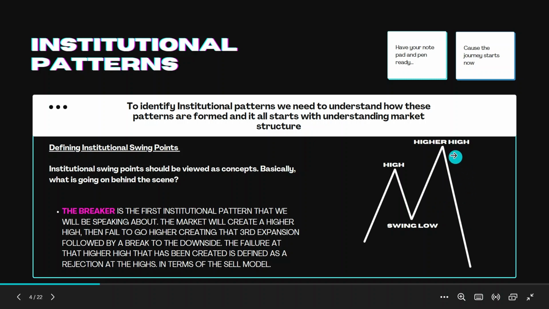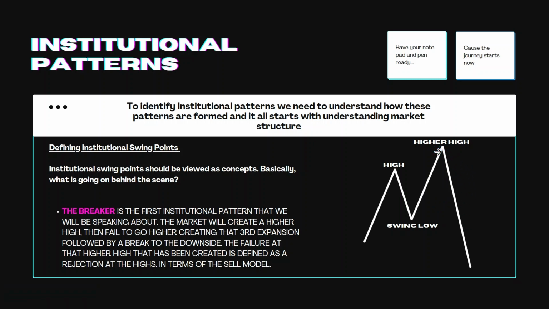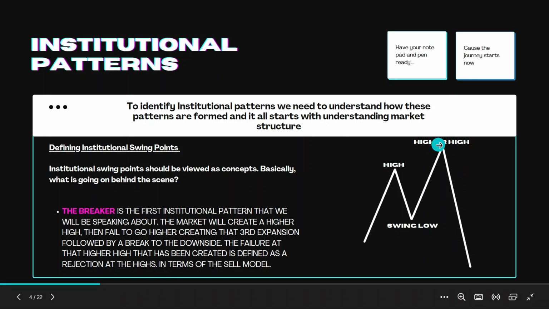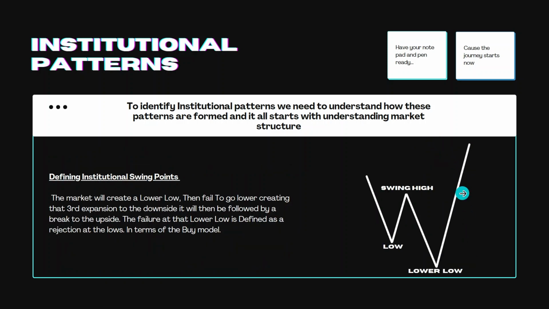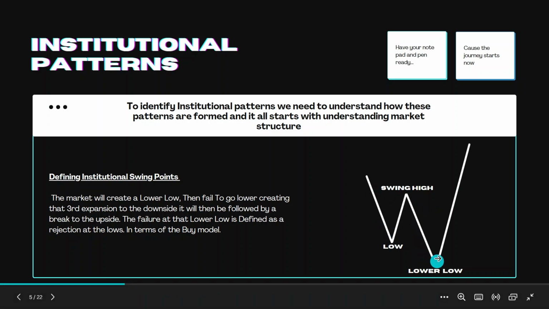The failure at that higher high that has been created is defined as a rejection at the highs in terms of a sell model. So this is when price suddenly starts to sell off in the market at this higher high. So vice versa with a buy side model, we can clearly see that we've created that low, created that lower low, right? At this lower low, we fail to create a third expansion to the downside. Instead, we break price to the upside, taking out the swing high, right?